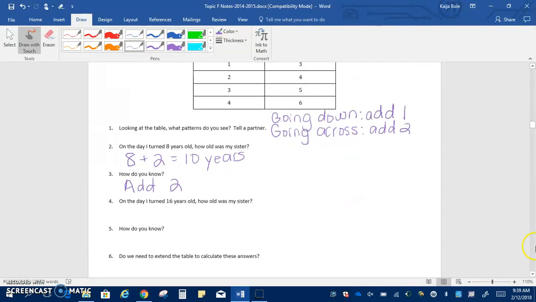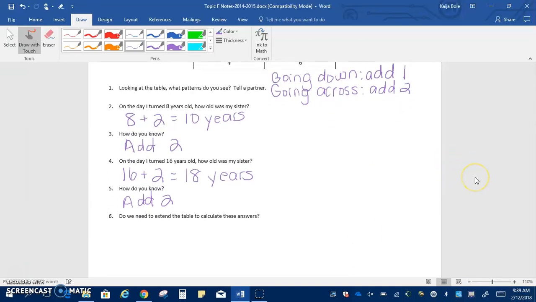Number 4 says, on the day I turned 16 years old, how old was my sister? So if I was 16 and my sister is 2 years older, I add 2. That means she was 18 years old. How do you know? Again, we need to add 2. Number 6 says, do we need to extend the table to calculate these answers? I don't think I want to write a table that goes all the way down to 16 and 18, so we would just say no. We can just use the pattern.